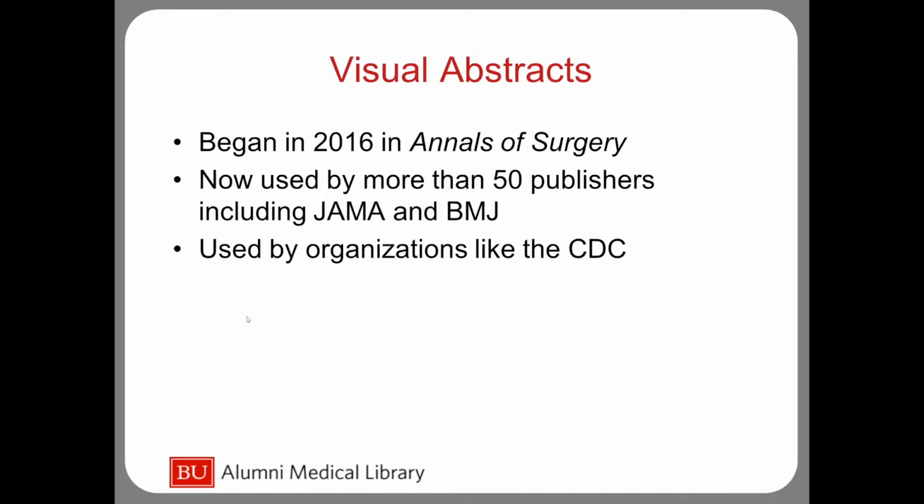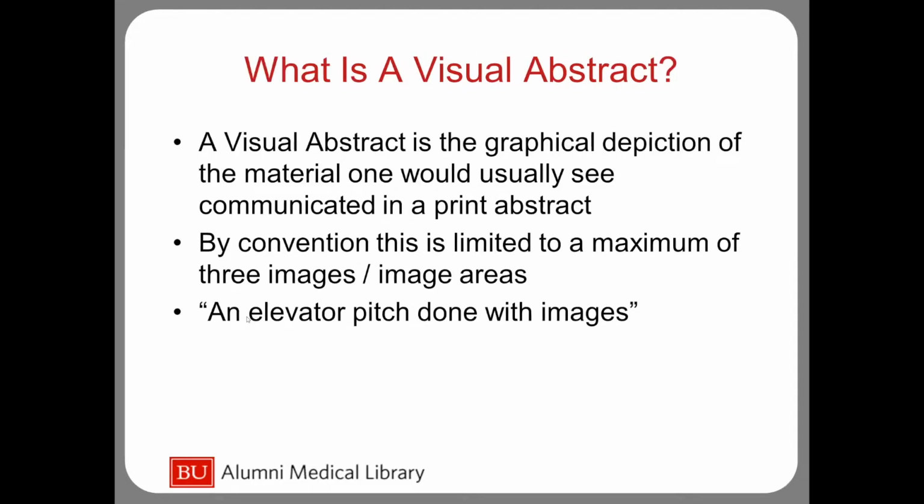So a little bit of background here. Visual abstracts began in 2016 in the journal Annals of Surgery. They're now used by more than 50 publishers, including JAMA and BMJ. And they're also used by organizations trying to communicate directly to the public, like the CDC. So what is a visual abstract? A visual abstract is the graphical depiction of the material one would usually see communicated in a print abstract. So rather than just having that paragraph in PubMed describing what your work is all about, this is a way to depict that visually.